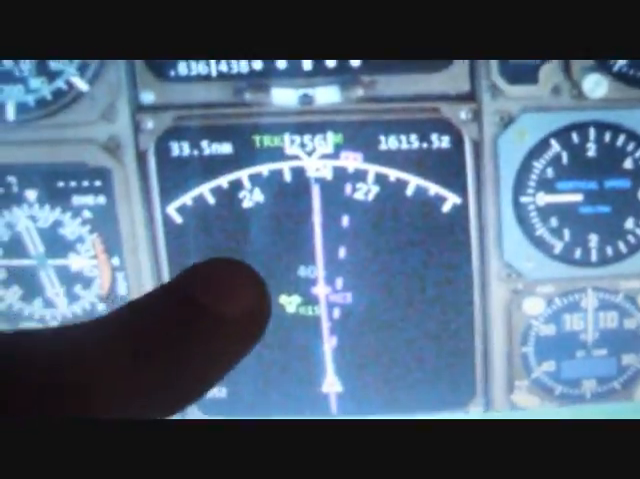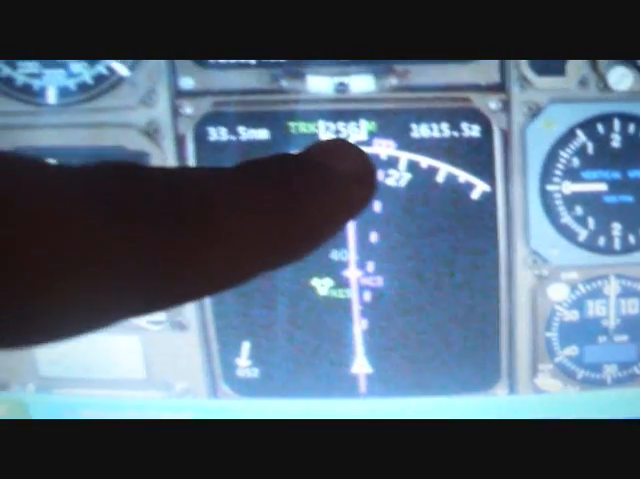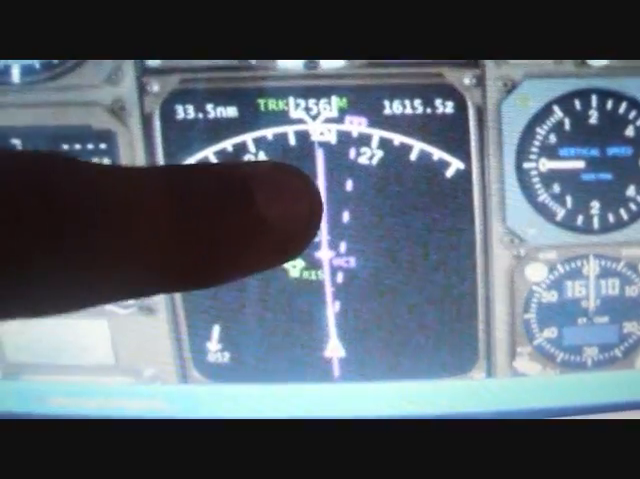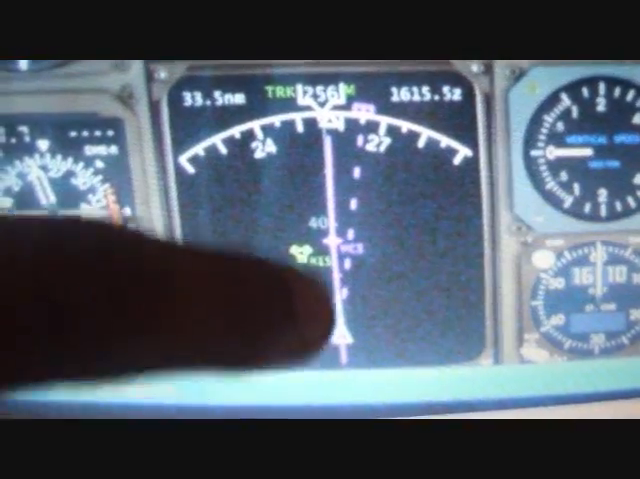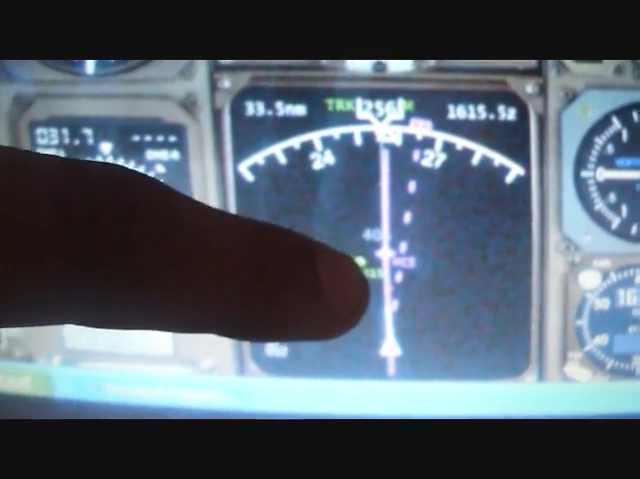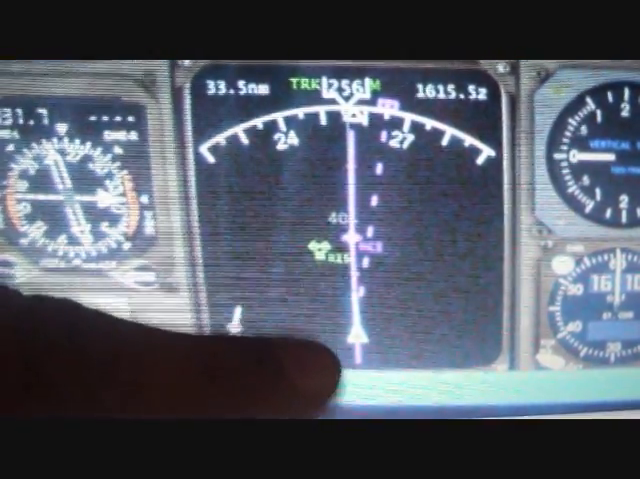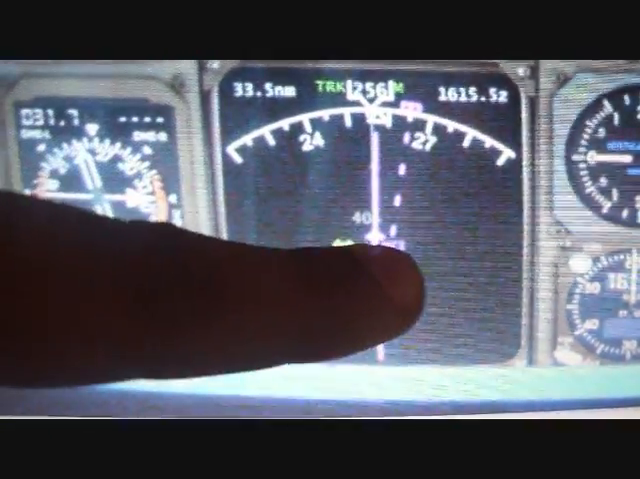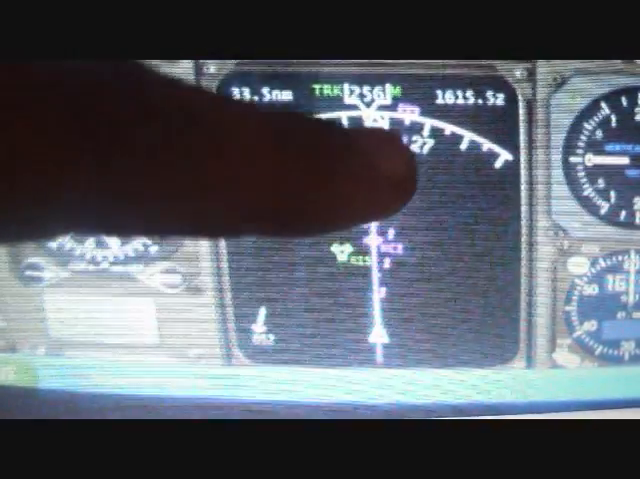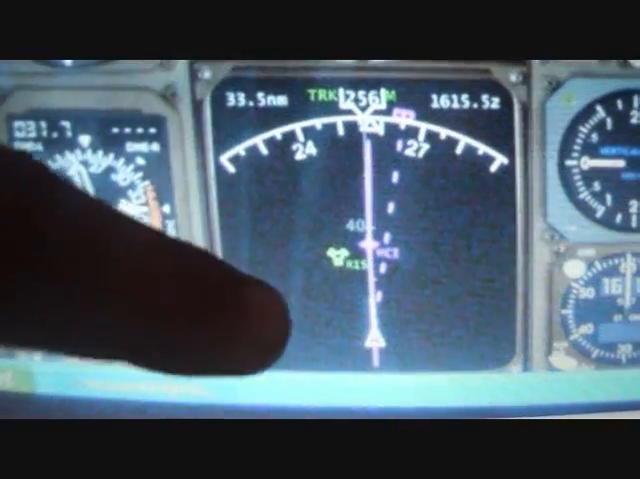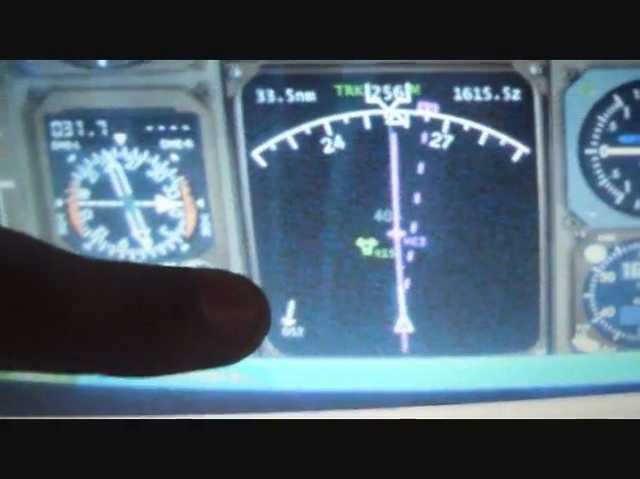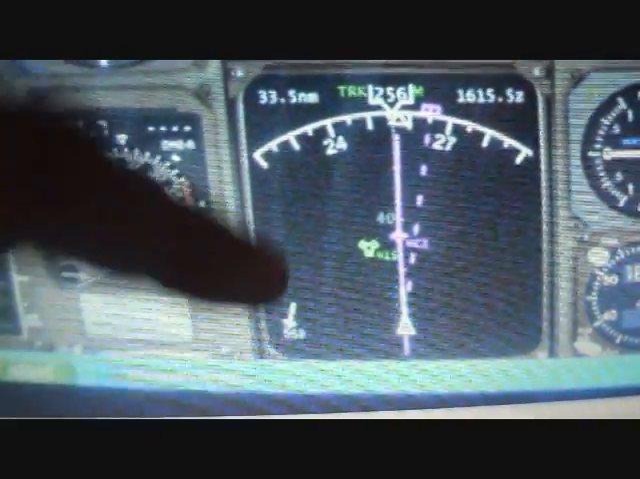Over here is a radar. This shows our track, which in this case we're going 256 degrees, heading 256. Along this line, this is a magenta line that's created when the pilot puts the route into the flight management computer. It also shows the aircraft position in reference to that waypoint, in this case MCI, as well as the wind that's outside. In this case it's a 52 knot headwind.